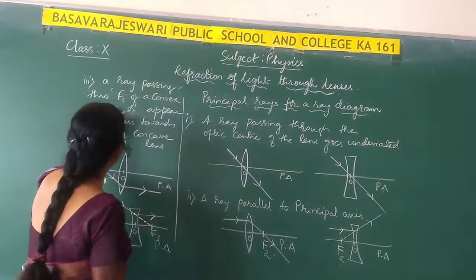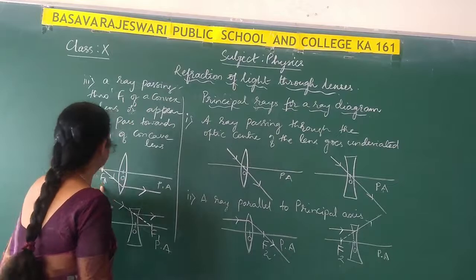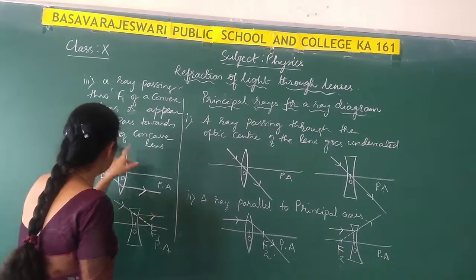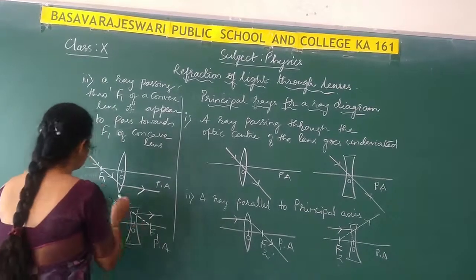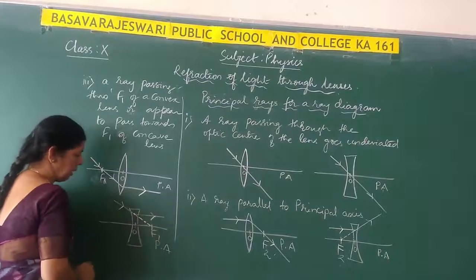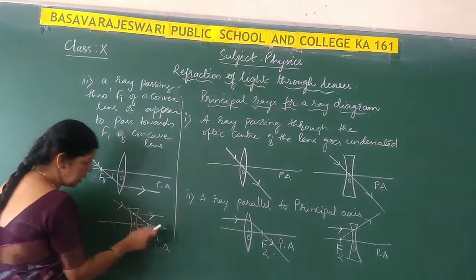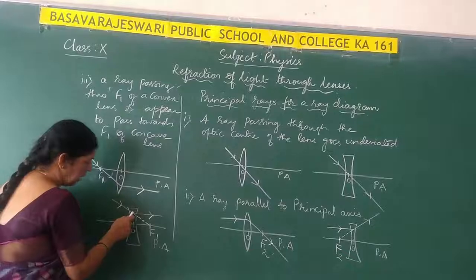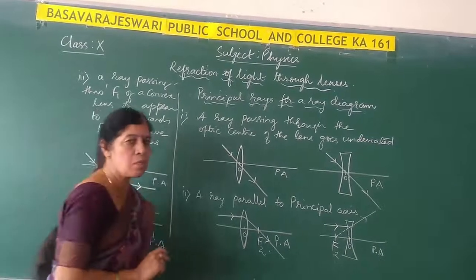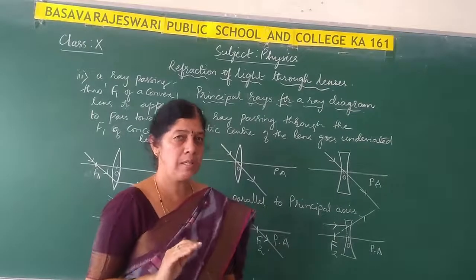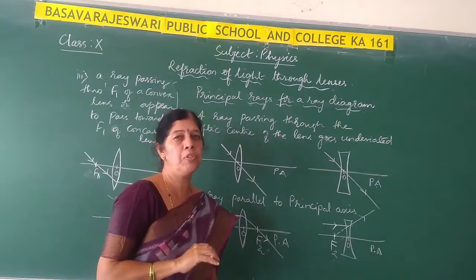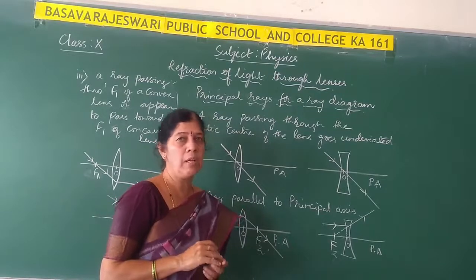Now, a ray will pass through F1, the first principal focus of a convex lens, or appear to pass towards F1 of a concave lens. See how we have to show the ray. It is passing through F1. After refraction, it should run parallel. Now here again, this ray is moving towards F1 of the concave lens. At this point, it will undergo refraction and run parallel to the principal axis of the lens. So these are the three important rays which are required to construct a ray diagram to show the formation of image either through a convex lens or a concave lens.